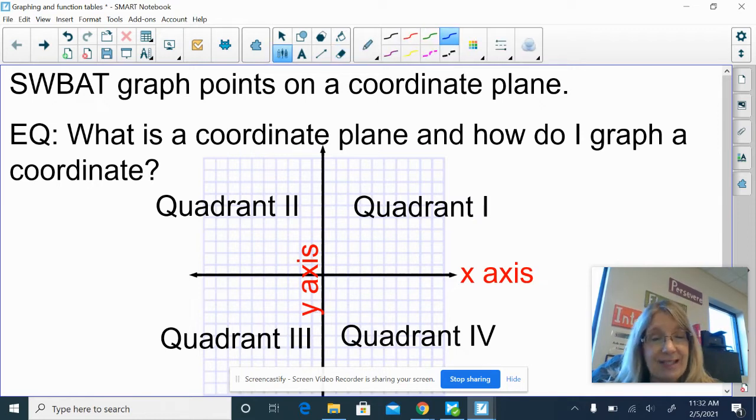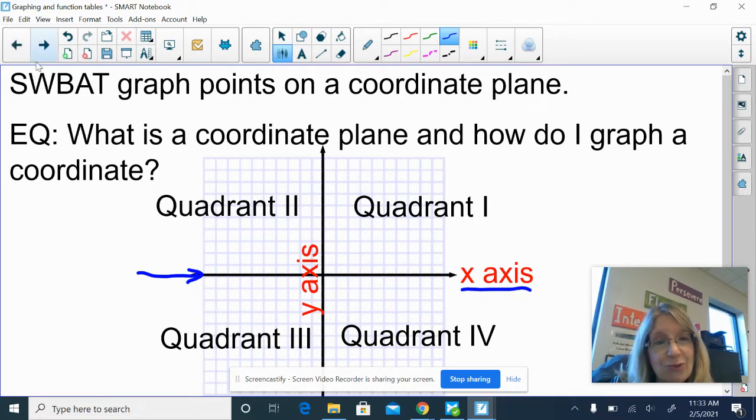Sometimes they try to trick you and say, is this point in which quadrant? And sometimes they put it right on the line. So then they want you to know that the horizontal line is the x-axis. The vertical line is the y-axis. All right, moving on to slide 2.